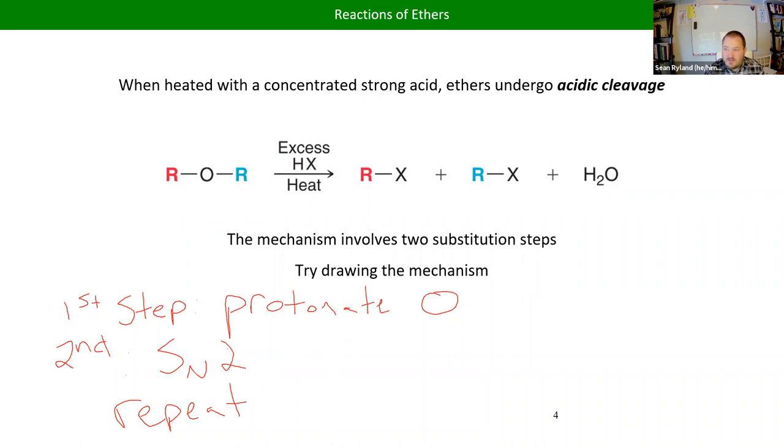So the first half of this is exactly the reverse of the Williamson ether synthesis. We're going to take the ether and turn it into an alcohol. Then the second step is that alcohol can be protonated as well. And if that alcohol is protonated, now it's water and it's a good leaving group, and you can do the same thing, SN1 or SN2, depending on the alcohol.